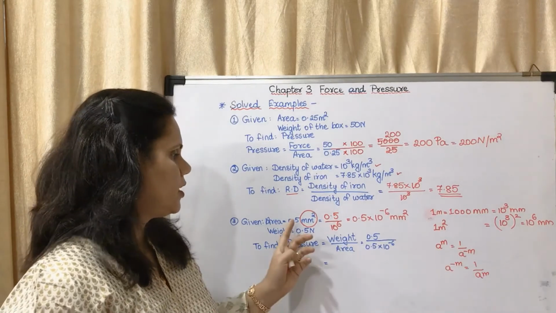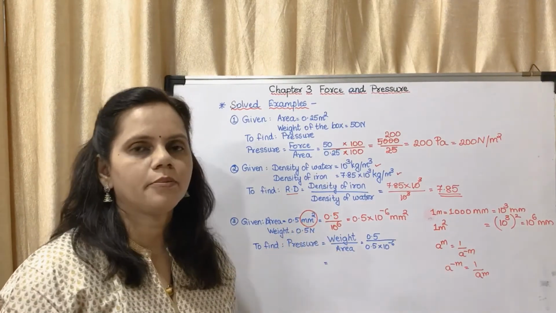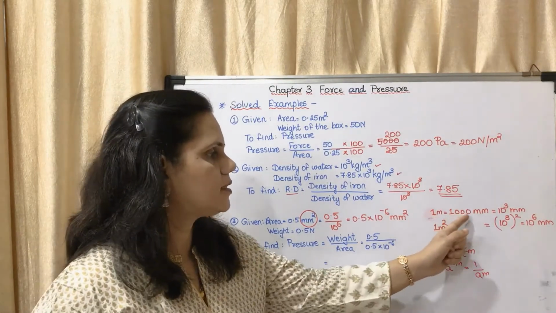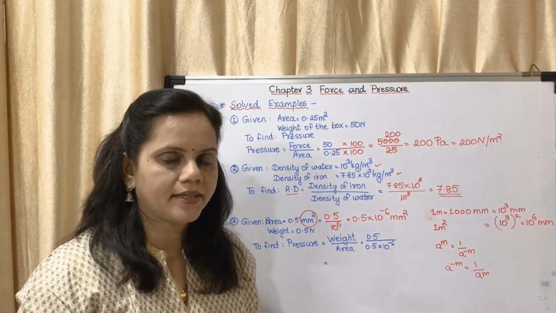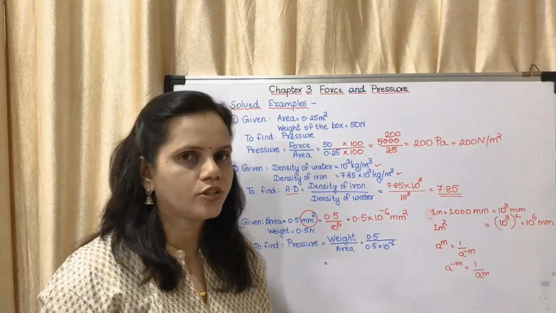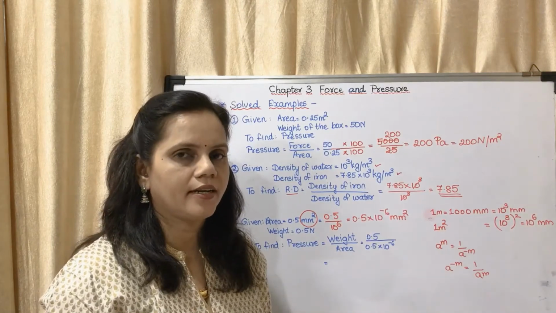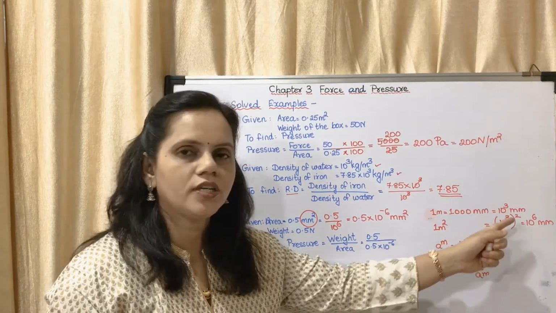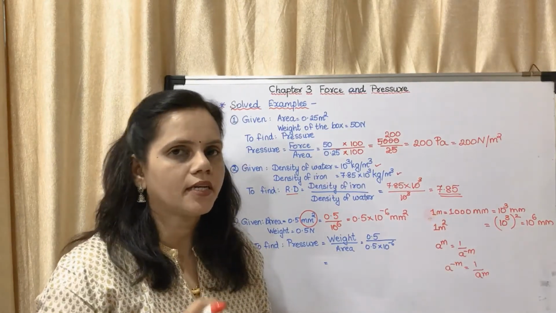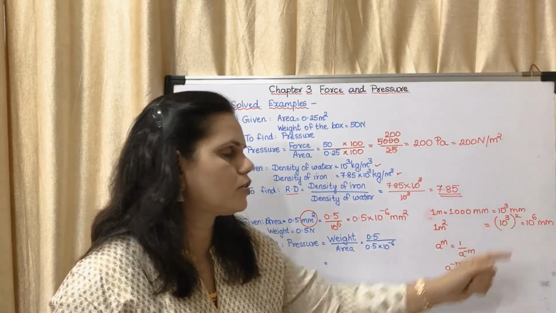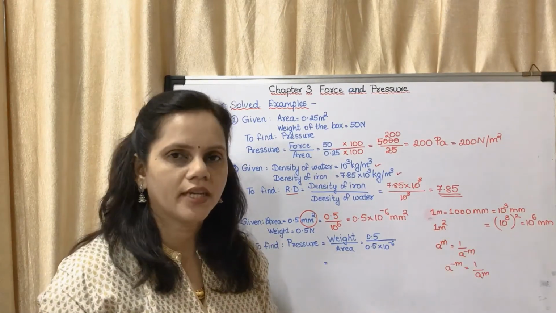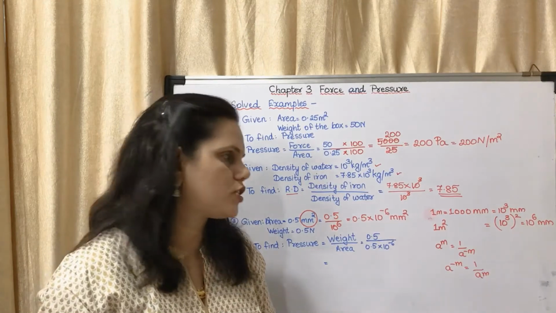That is the area. I repeat, the millimeter you have to convert into meter. 1 meter is 1000 millimeter. That 1000 means 10 raised to 3, 10 into 10 into 10. That is 10 raised to 3 millimeter. If 1 meter square, that means meter into meter, so this also you have to multiply, millimeter into millimeter. So 10 raised to 3 into 10 raised to 3 will give you 10 raised to 6 millimeter square.